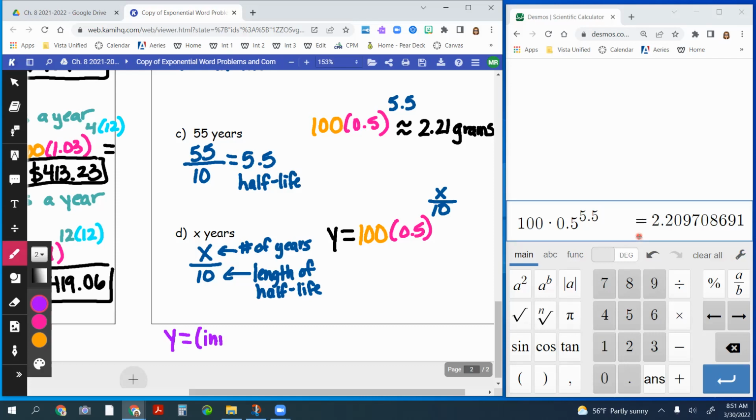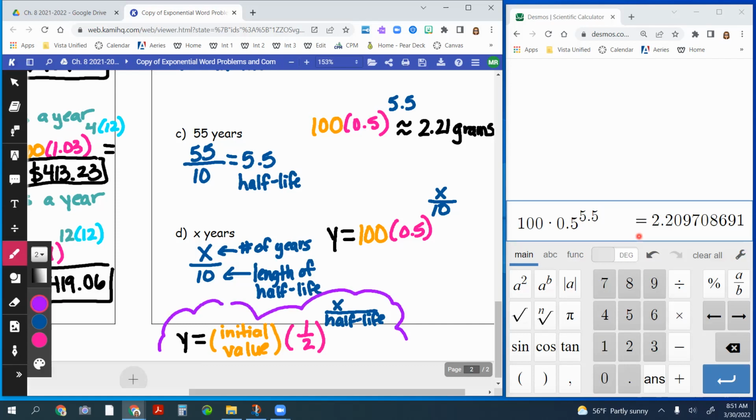So for a half-life problem, in general, you're going to go y is equal to your initial value, whatever your initial value is, times our multiplier, and our multiplier is always 1/2 or 0.5. Okay, but I'm just going to write 1/2 there so everyone sees it as a 1/2. Raised to the power x over half-life. And that is going to be your equation every time you're doing a half-life problem.